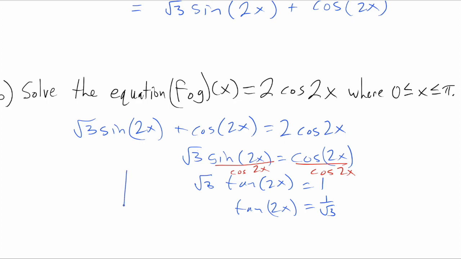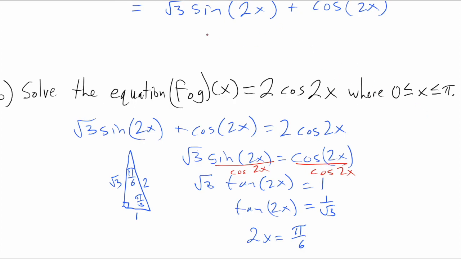Okay, so we're going to solve that using the special triangle with the root 3 in it, the triangle 1, 2, root 3, and these angles are pi over 3 is the big one, and pi over 6 is the small one. So we're going to have 2x equals, and where does tan equal 1 over root 3? That's when the angle is pi over 6, okay?